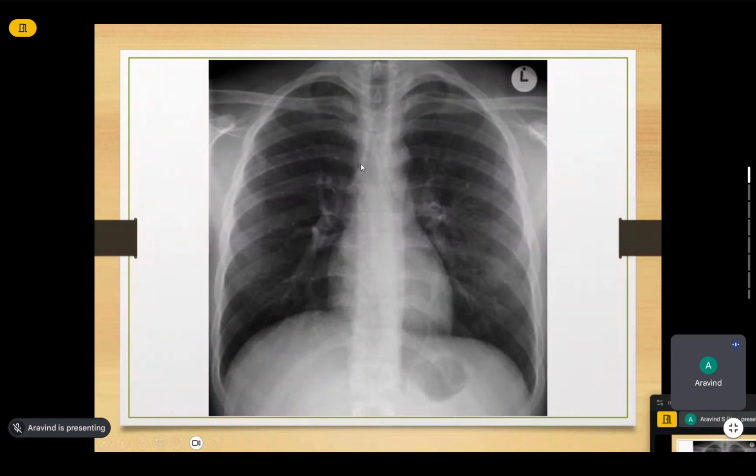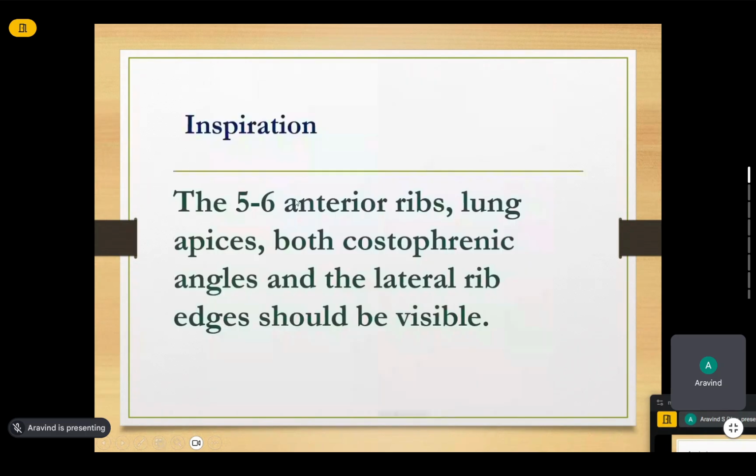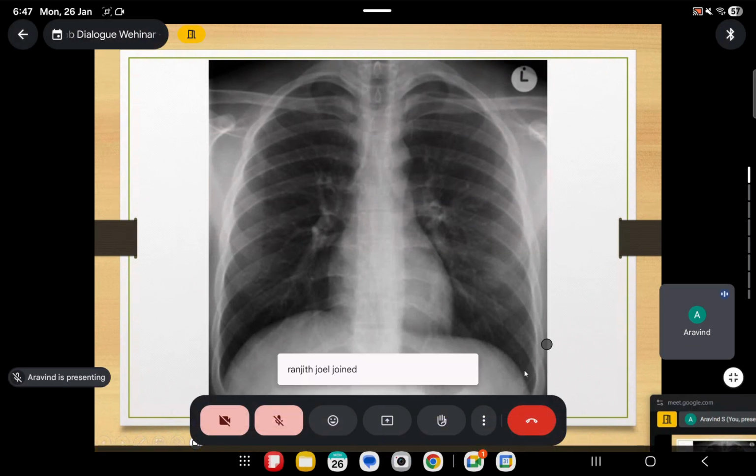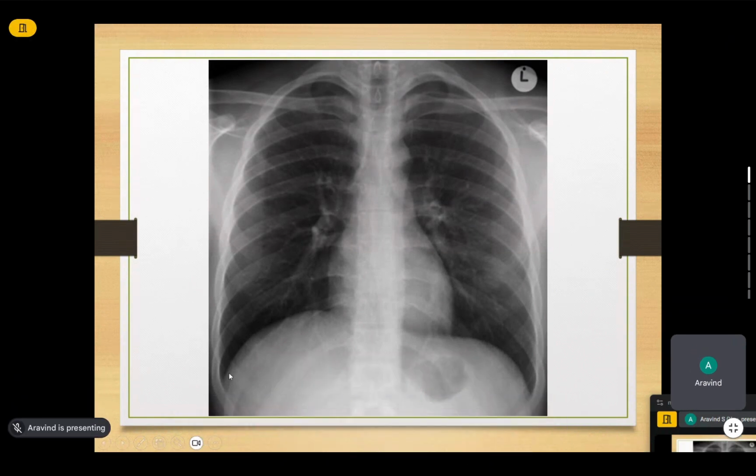So in this image, when you count the ribs, one, two, three, four, like this, at least five to six ribs, five or six ribs must be visible anteriorly. It means that it has been taken in proper inspiration. And another thing is both the lung apices and the costophrenic angles must be visible. So this is the lung apex. It is visible. And this is the costophrenic angle. It is also visible. And the lateral edges of the ribs are also visible.